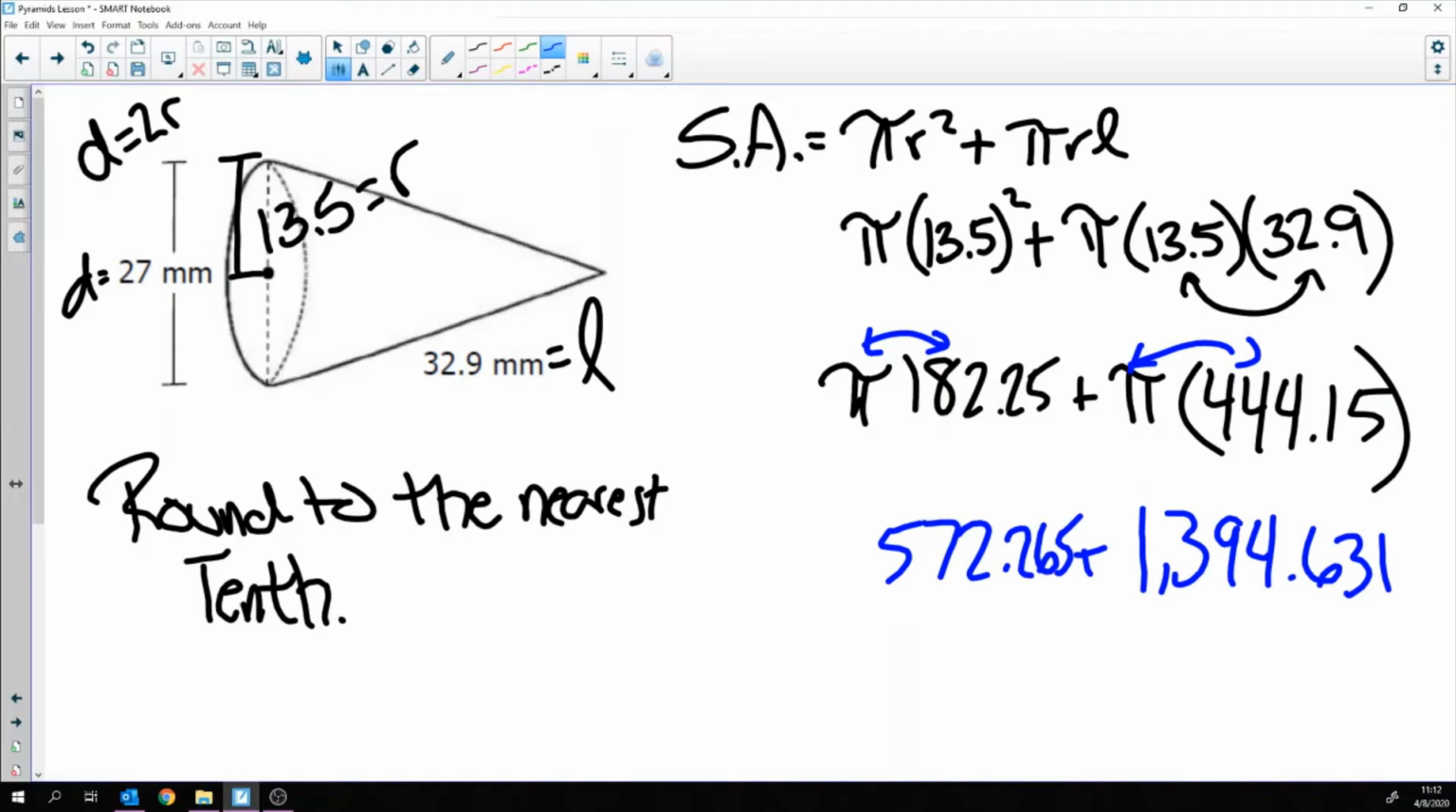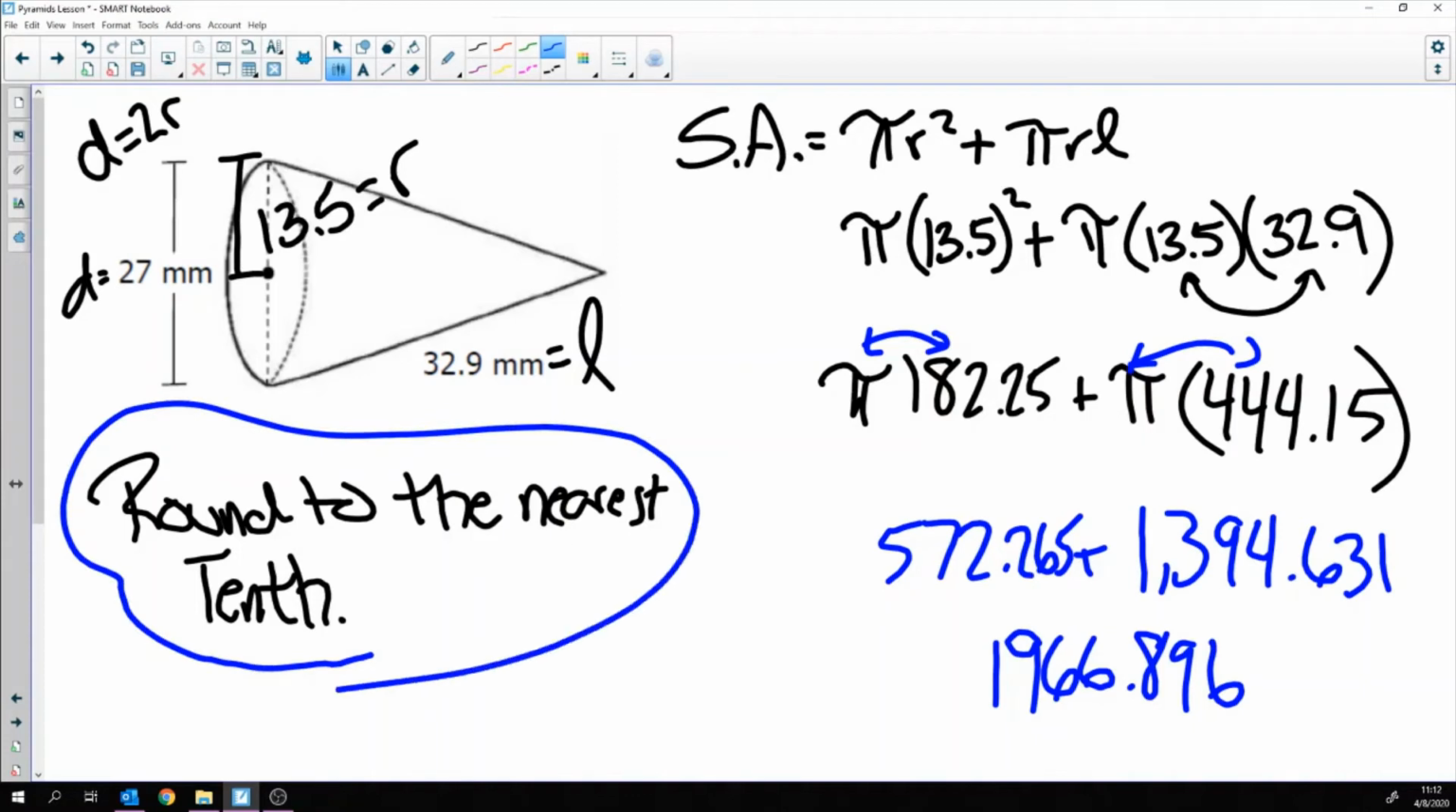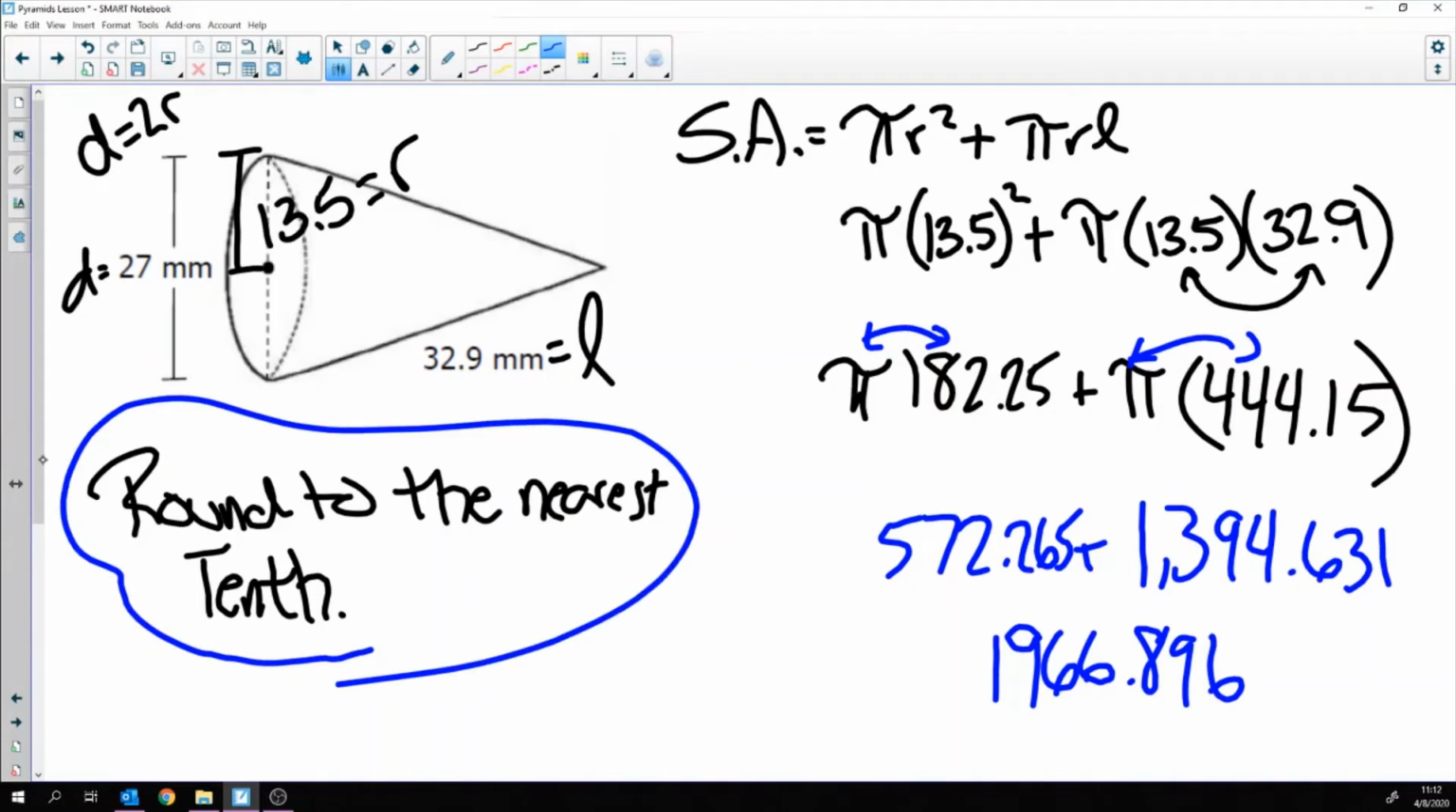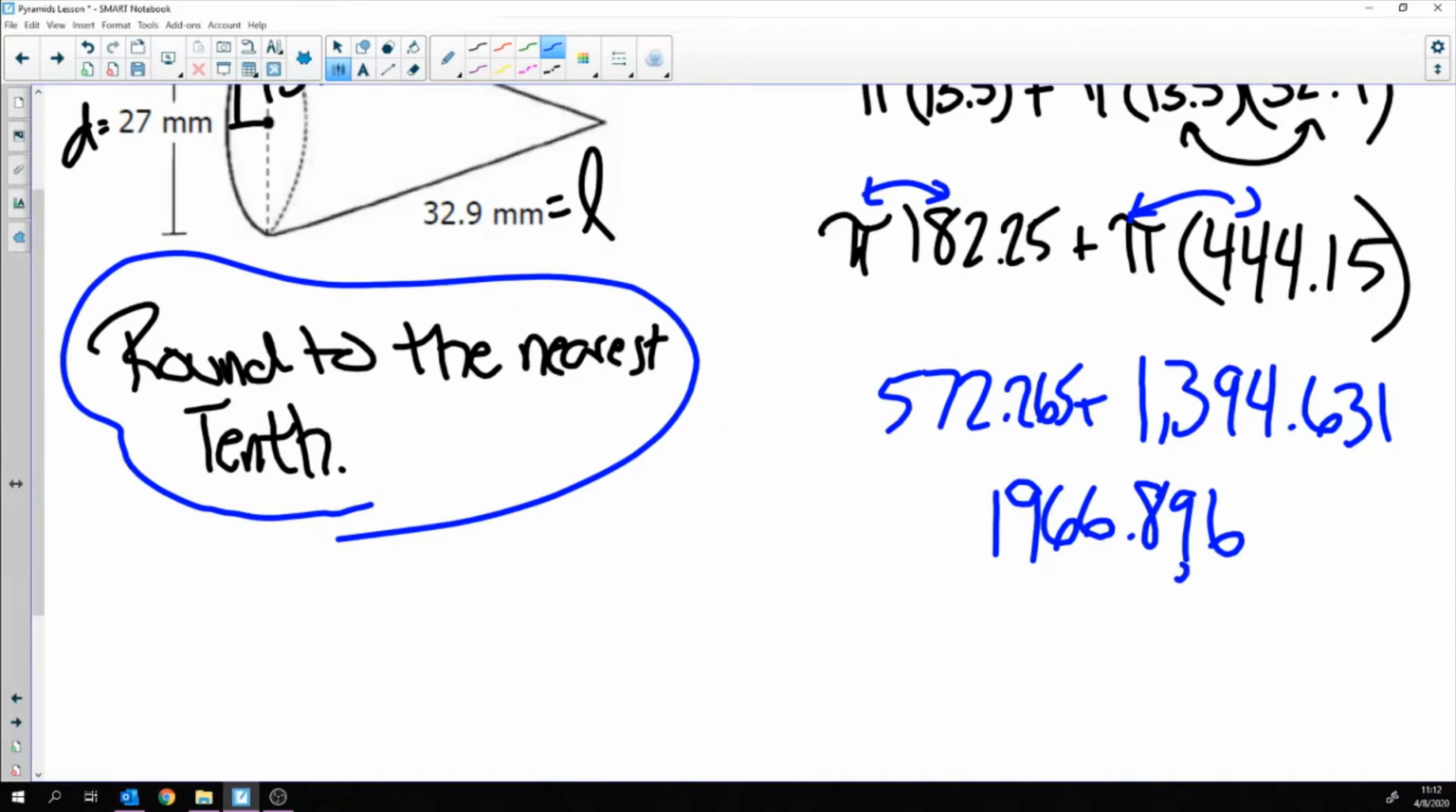So adding that to the previous results, 572.265 plus 1394.631, and you should get 1966.896. We're not done yet. It does ask us to round to the nearest tenth. The only way to do that would be looking at the first number after the tenth. That is 5 or larger, so this 9 rounds the 8 up, so you get 1966.9. Don't forget units, these are millimeters, and it is area, so they're squared.